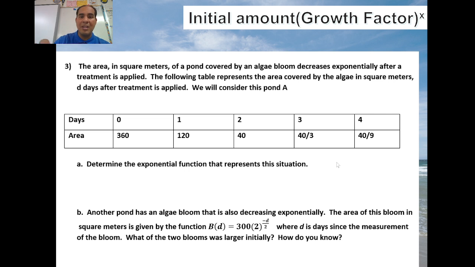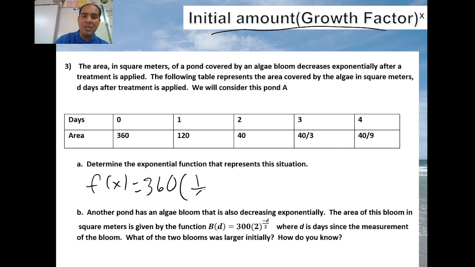So we're going to use the same thing always. Initial amount times growth factor to the power of x. f of x is equal to the initial amount, which is 360, times the growth factor. What is happening here? We go from 360 to 120 to 40. If you notice, we are dividing by 3 every time, and dividing by 3 is the same as multiplying by 1/3. So our growth factor here is 1/3, creating the function that is 360 times 1/3 to the power of x. That function will produce these exact numbers if we type them into decimals.